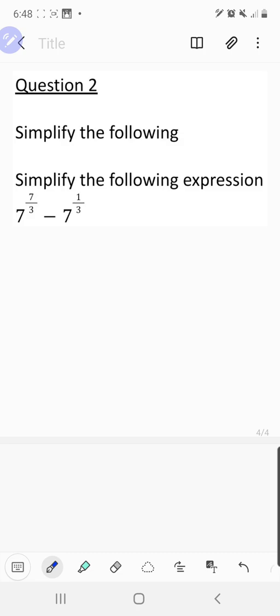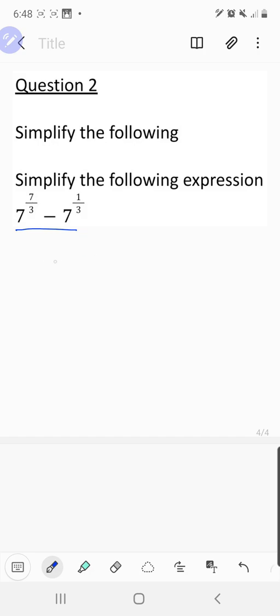We'll start with question 2 because question 2 is easier. Okay, so we're just asked to simplify this. So the way to simplify it is to factorize. Okay, so what's the highest common factor between these two?